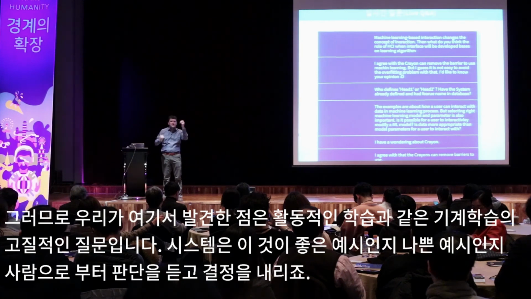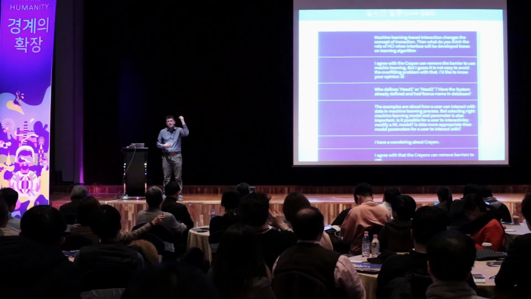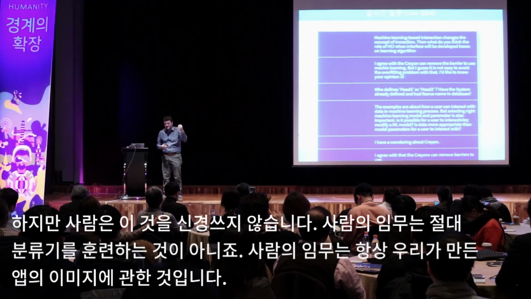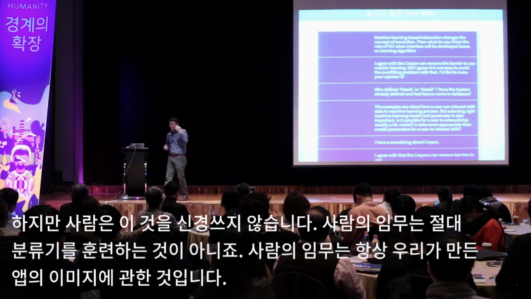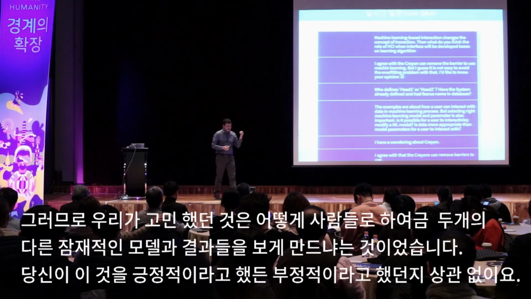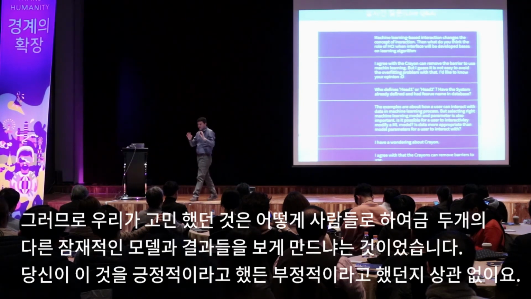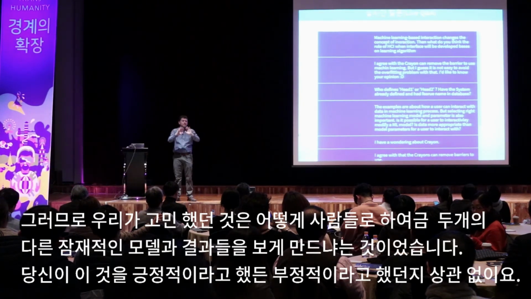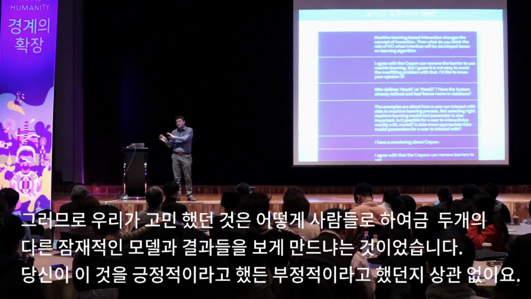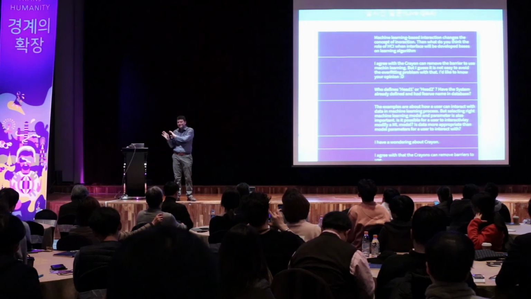And so one of the things that we saw there was the traditional question in machine learning, like active learning: is this a positive or a negative example? And you get that judgment from a person and you decide, right? But people don't care about that. A person's task is never to train a classifier. A person's task is always something about the images or the application that they're building. And so one of the things that we looked at was how can you allow people to look at different potential models that result from whether you label this as positive or negative. That turns out to just be called undo.